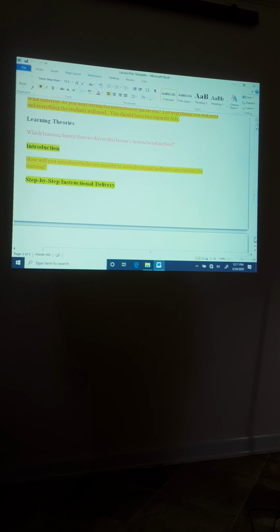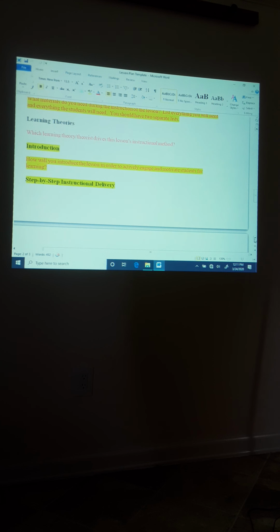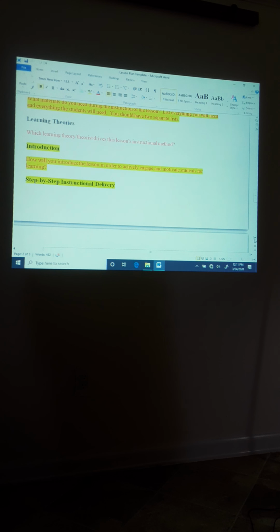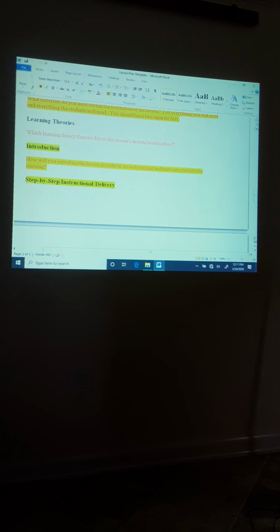You can't just say, well, this is a first grade reading lesson, so it's obviously Vygotsky. That's not enough. Why? What makes it Vygotsky? What makes it that?